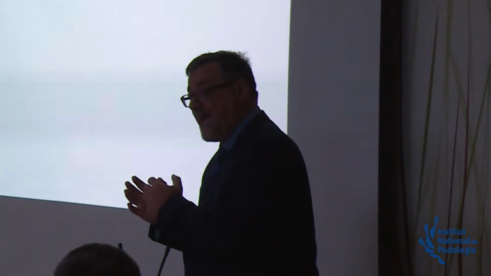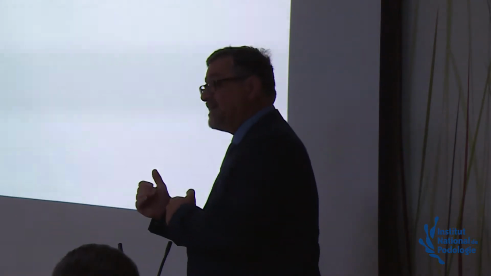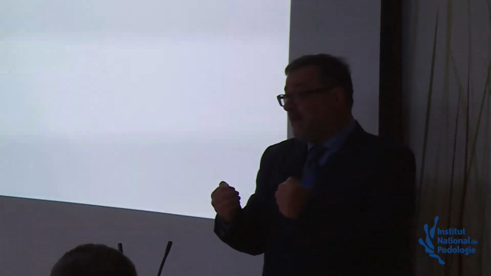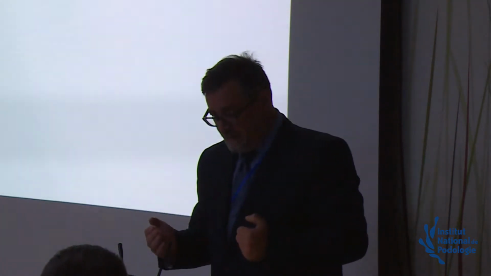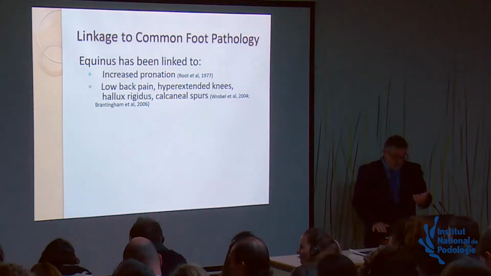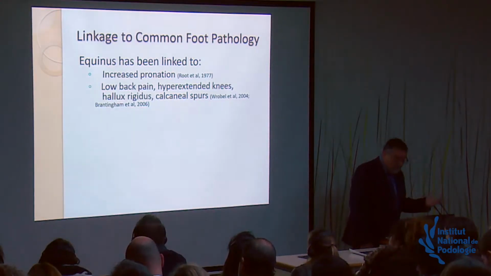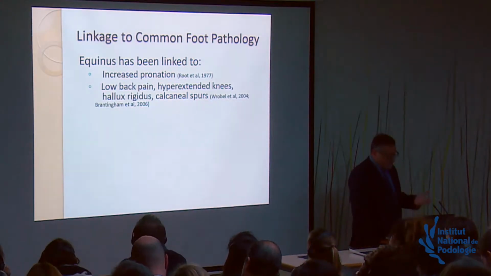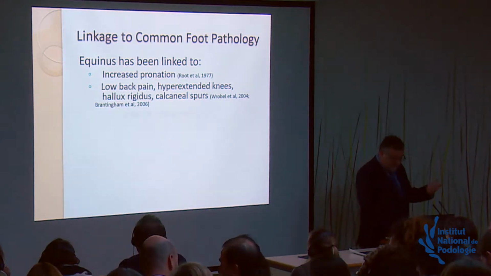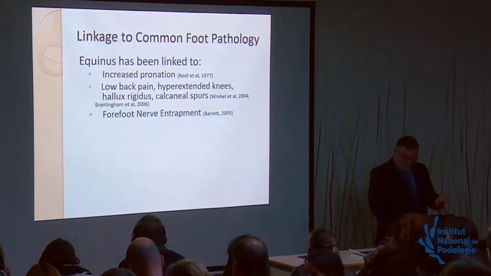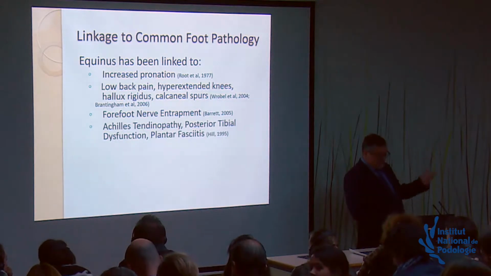One is ankle dorsiflexion, as we'll see later on, and one is foot dorsiflexion, which is a combination of dorsiflexion movement from the ankle joint and from the metatarsal joint, among other joints. Okay? So it has been linked to increased pronation. It has been linked to low back pain, hyperextended knees, hallux rigidus, calcaneal spurs, forefoot nerve entrapment, Achilles tendinopathy, posterior tibial tendon dysfunction.